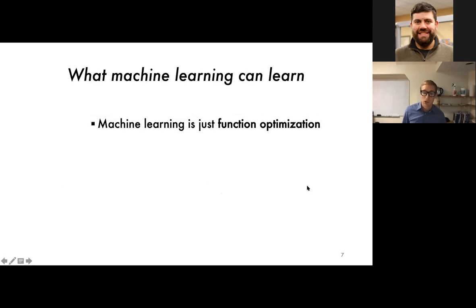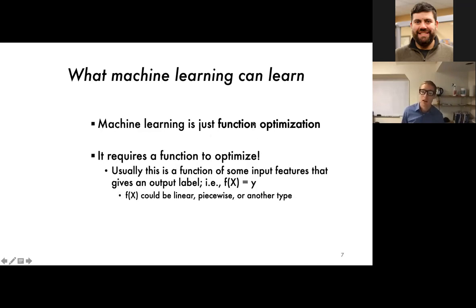So what machine learning can actually learn in your particular problem is just function optimization. Machine learning just tries to minimize some error function, typically. So it requires an error function to optimize. Usually this is a function of some input features, some predictive variables that you've engineered from your data set, that give you some output label. So some simple function f of x, where x is your features, equals y, where y is your labels and the thing you want to predict.